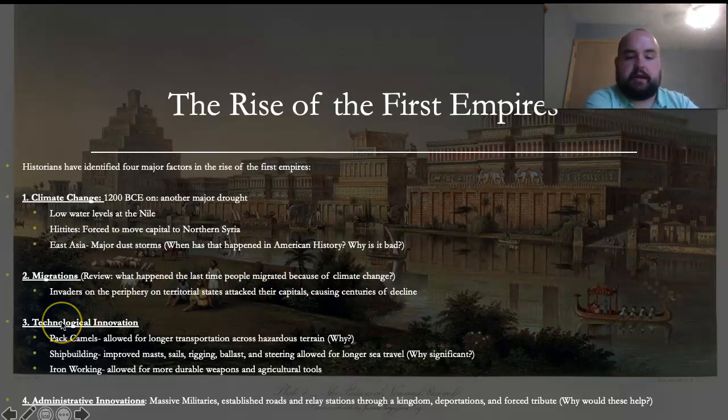Technological innovation also helped as well. Pack camels were used for the first time, which allowed for longer transportation across terrain. Why would that be so beneficial for, say, Egypt, for example?